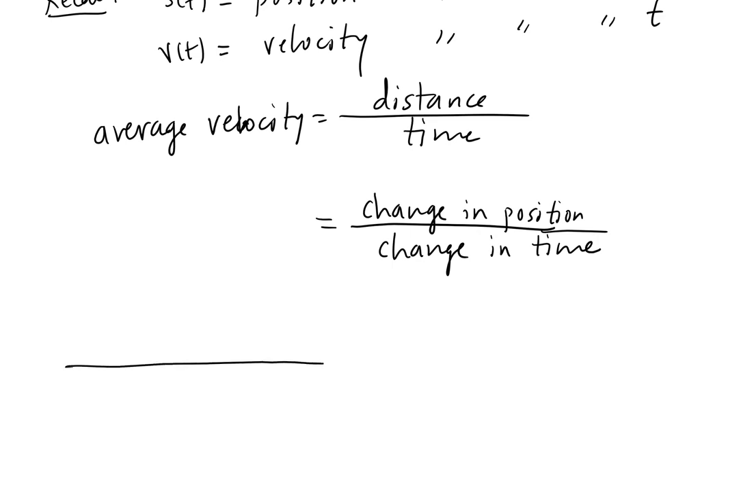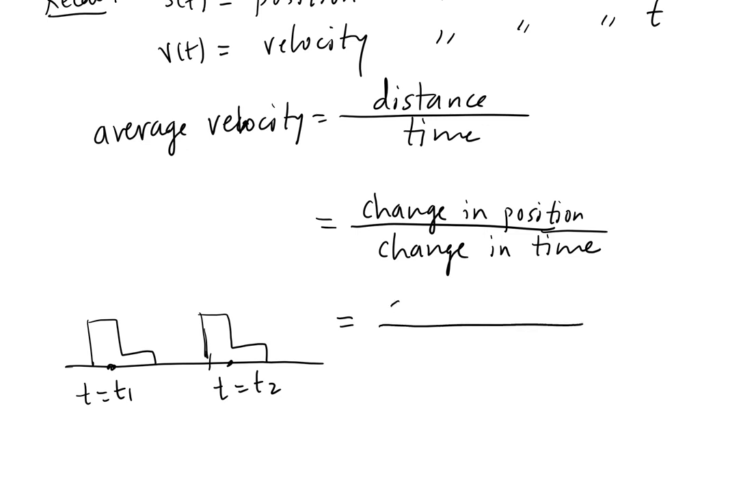So what happened is, say you have a car moving from one place to another. The car was here at time equals t1. The car then became here at time equals t2. If we would like to find the change in the position, that would be where it is at time 2 minus where it is at time 1.